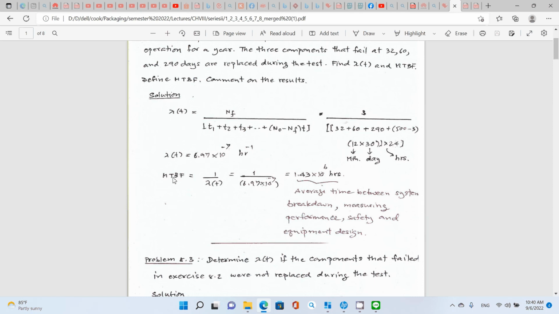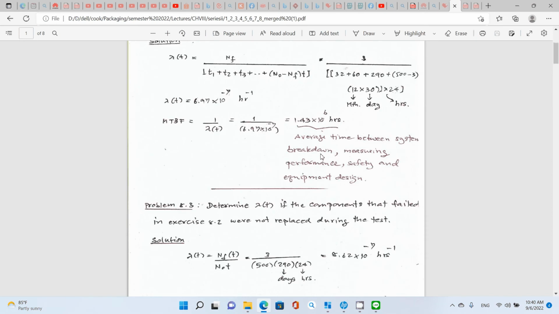And your MTBF actually is the reciprocal of the failure rate, that's the lambda t. That gives you 1.43 times 10 to the 6 hours. The average time between system breakdowns, measuring performance, safety, and equipment design. That's the concept of mean time between failure.